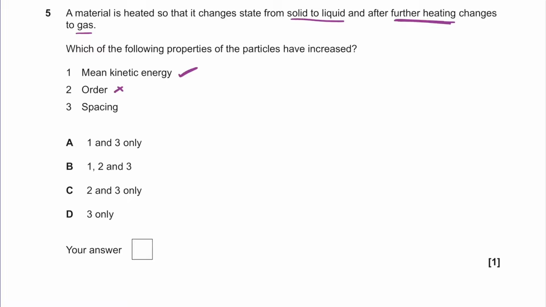Of course, the spacing increases. So our correct answer will be A over here. So watch out, because order can sometimes be confusing. It's the disorderness that increases.